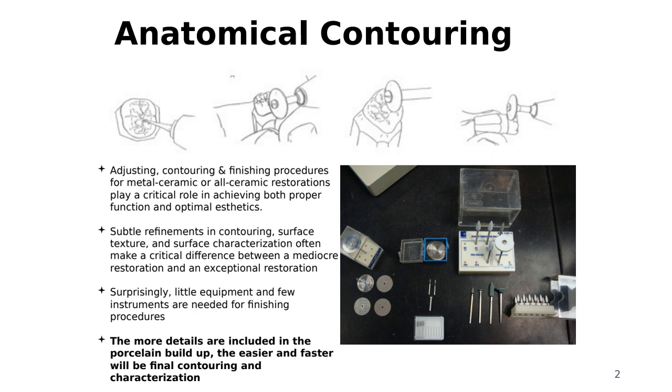Okay. So adjusting contouring and finishing procedures for metal ceramic or all ceramic restorations play a critical role in achieving both function and aesthetics. This is what we're looking for, right? Function and aesthetics. Function first. Subtle refinements in contouring, surface texture, and surface characterization often make a critical difference between a generic type of restoration and an exceptional restoration.